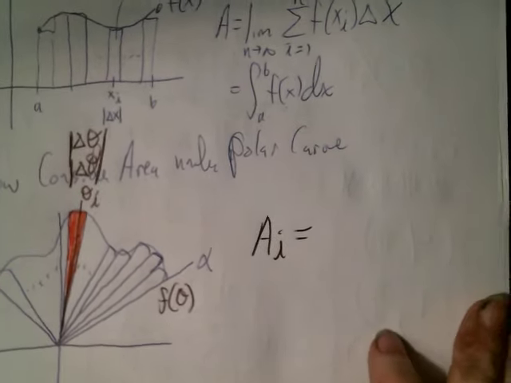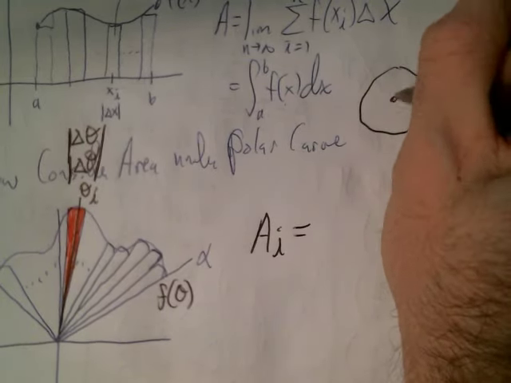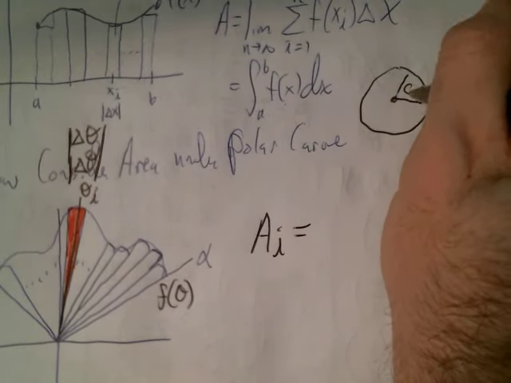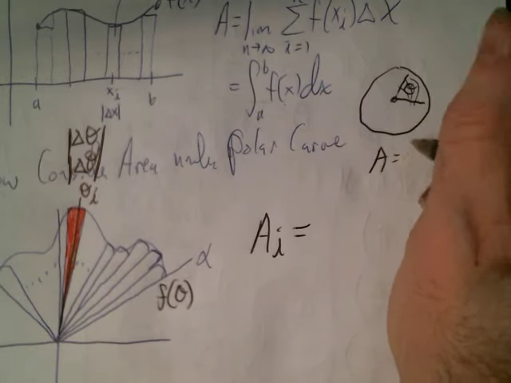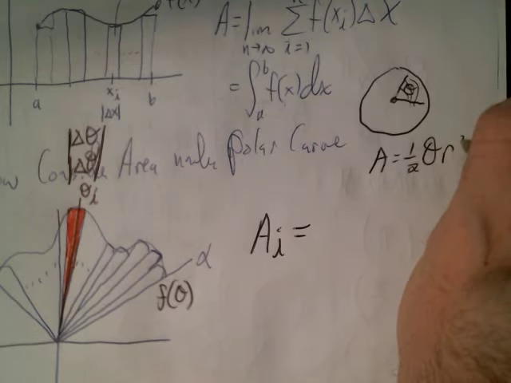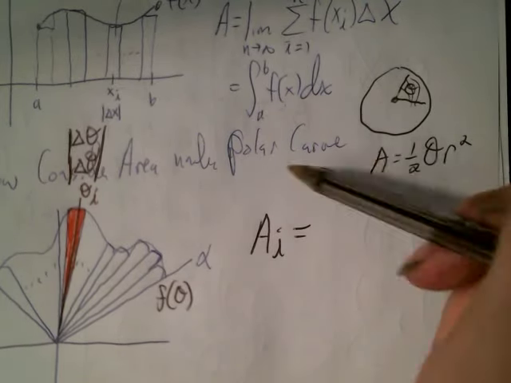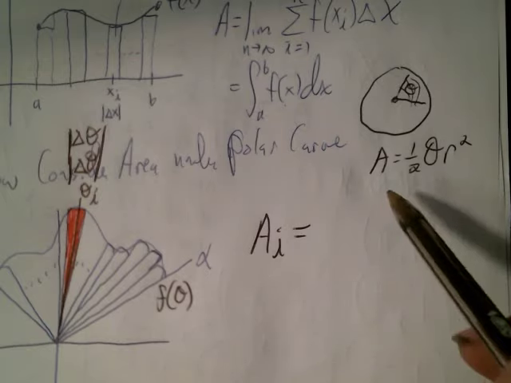So the formula for the sector of a circle, if you recall from geometry or wherever you learned it: if you have a theta here, the area of this sector is going to be 1/2 theta r squared. If theta is 2 pi, you just get the formula for a circle, pi r squared. Okay, so that's one way to remember it.